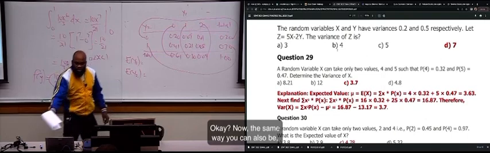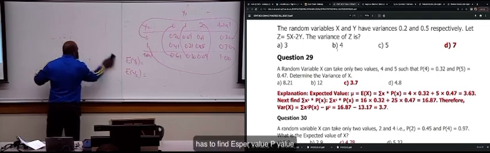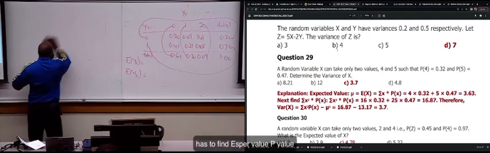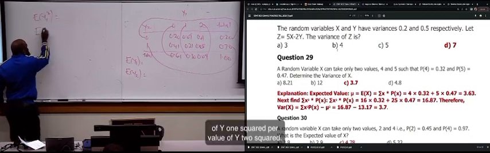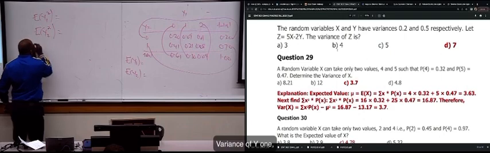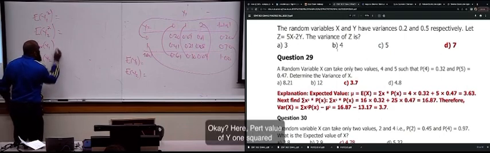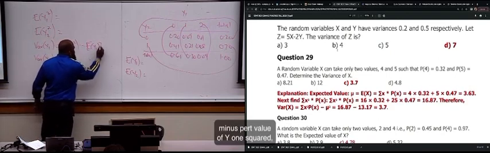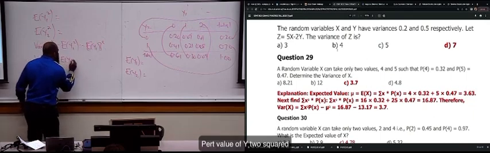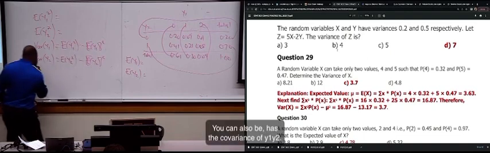Now, the same way you can also be asked to find the expected value of y1 squared, the expected value of y2 squared, the variance of y1, the variance of y2. Here, the expected value of y1 squared minus the expected value of y1 all squared, the expected value of y2 squared minus the expected value of y2 all squared. You can also be asked the covariance of y1, y2.